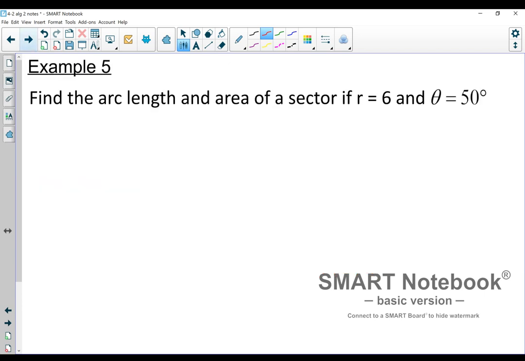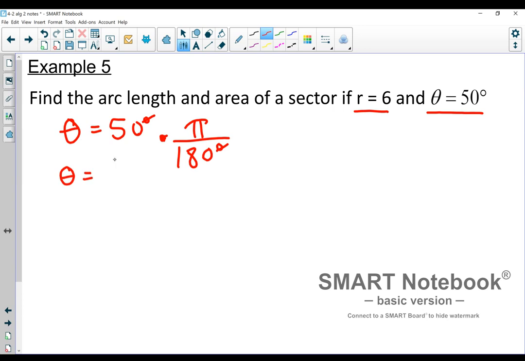So now we're going to look at an example. If I want to find the arc length and area of a sector, and I have r equals 6 and theta equals 50 degrees, they both require theta to be in radians. So first thing I have to do is convert. My theta is going to equal 50 degrees times, my conversion is that 180 degrees equals pi, so I'm going to multiply by pi over 180 degrees. I want the degrees on the bottom, so they cancel. I can also divide out those zeros, because I can divide them both by 10, so I would have 5 pi over 18.